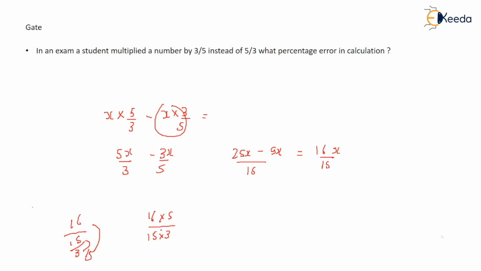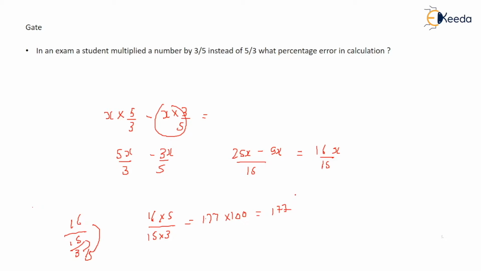After calculating this, you will get the desired number. So 16 into 5 divided by 45, that is equivalent to 1.77 into 100. So that is 177, the percentage error.